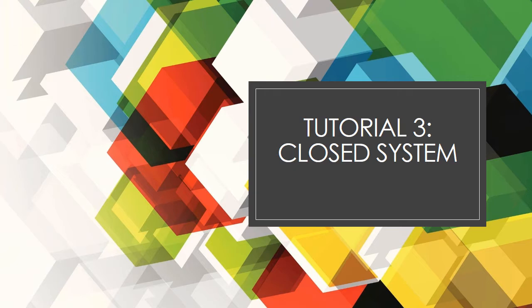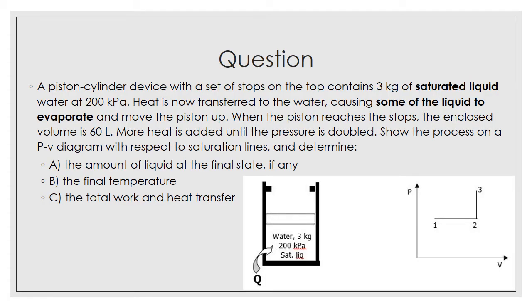So this time we will do another question or exercise related to the closed system. This is the question. A piston cylinder device with a set of stops on the top contains 3 kg of saturated liquid water at 200 kilopascal. Set of stops means that this stopper, okay, contains 3 kg and 200 kilopascal.